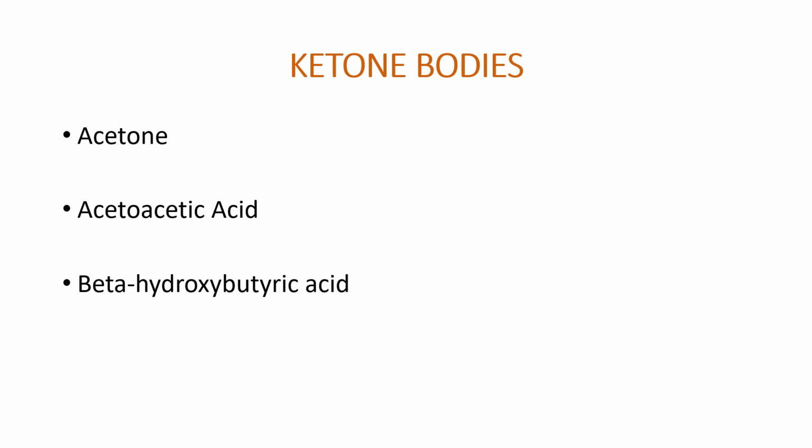So now there are different types of ketone bodies that we need to know for the exam. One is called acetone, one is called acetoacetic acid, and one more is called beta hydroxybutyric acid. Now acetoacetic acid is sometimes also known as acetoacetate, whereas beta hydroxybutyric acid is sometimes called beta hydroxybutyrate.